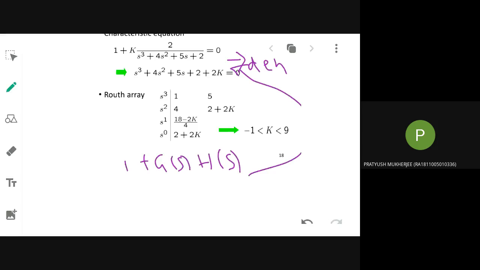So H of s is 1. G of s is k into 2 divided by s cube plus 4s squared plus 5s plus 2k. That is your denominator, the characteristic equation. So as usual, you need to find out the Routh array. So what is the first row? The characteristic equation order is what? 3. So the first row elements are what? 1 and 5. You know how to form. So 1 and 5 is written there. Then what about the s squared row elements?